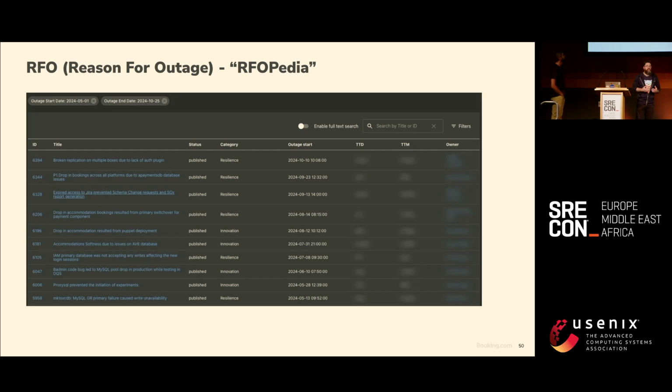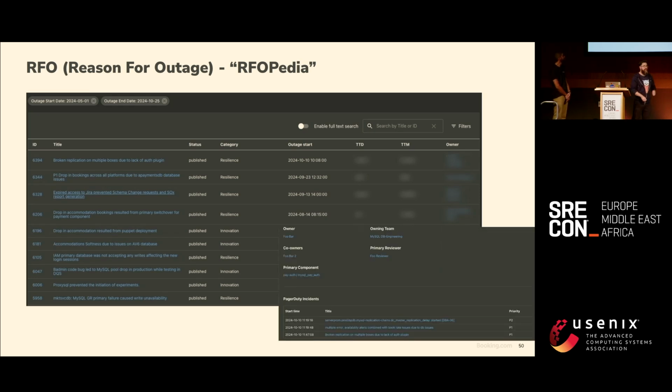But yeah, in order to have a postmortem culture, you need tooling to support it. We have what we call the RFOpedia, where you can search for postmortems in the whole company. You can create, search, edit, and review the postmortems. Postmortems follow a template. So you have a lot of information like the owner of the postmortem, who wrote it, the team, the reviewers. Even here you can see the PagerDuty incident related to this particular postmortem. And also you have the timeline of the event, context, business impact, and so on.